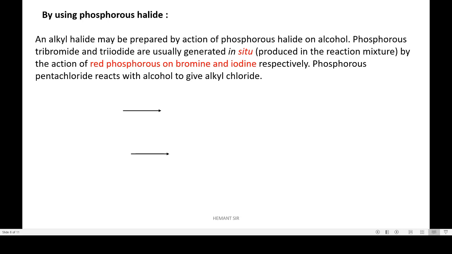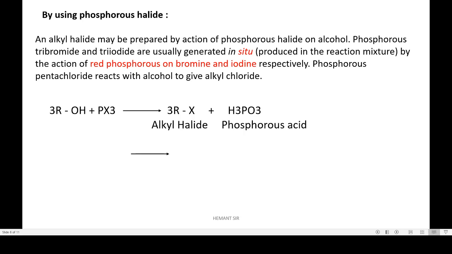Phosphorus pentachloride reacts with alcohol and gives alkyl chloride. So here you see a reaction in front of you. 3 moles of alcohol react with the PX3. PX3 may be PCl3. Okay, it gives 3 moles of RX and H3PO3, that is phosphorus acid.